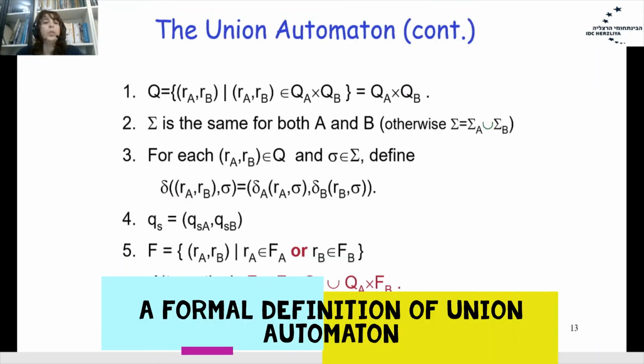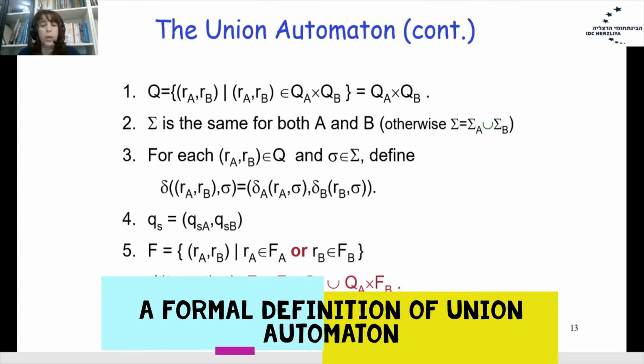So let's continue with the formal definition of the union. So we will build a Q set of all tuples of the states (RA, RB), where the first state RA is from automaton A and the second state RB is from automaton B. Sigma usually is the same sigma for the language L1 and L2. So it's the same sigma for both automaton A and automaton B. If we have different sigma, it's not a problem.